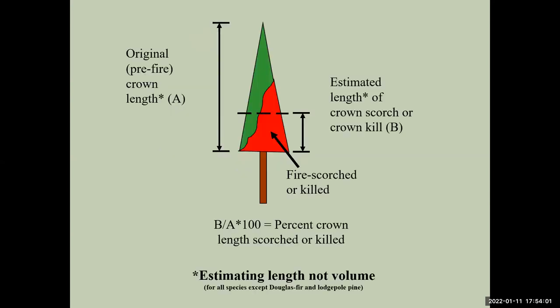This is how we looked at crowns, and this is how we continue to look at crowns when we use our marking guidelines in the field now. We look at a tree and we try to estimate the original pre-fire crown length. That's the entire crown length from the crown base height to the top of the tree. Trees hardly ever are scorched in a perfect line across the crown, so usually there's some diagonal. So we try to figure out the line of best fit that separates the fire scorched or killed area from the unburned area. And with that, you come up with your percent crown length scorched or killed.